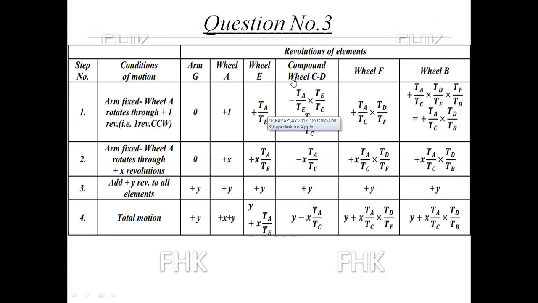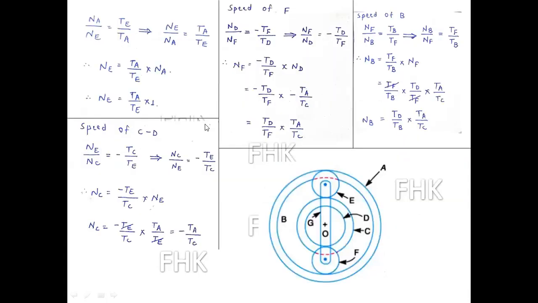Now E is meshing with compound wheel C and D. So I will find out the speed of compound gear C and D with reference to E. So let us start. Speed of C and D. E is meshing with this outer wheel and this outer wheel will be C. So speed of C, this will become driver, NE upon NC is equal to TC upon TE, and this will become minus because E and C form an external pair, so direction will be opposite. So minus sign. So taking reciprocal, NC upon NE is equal to minus TE upon TC.